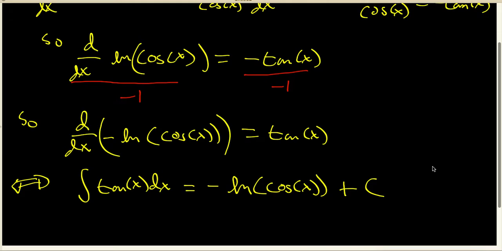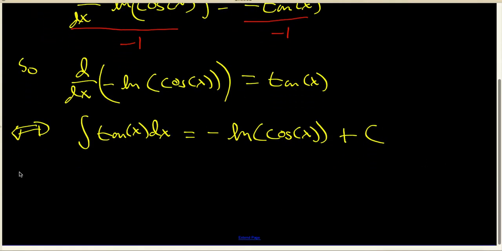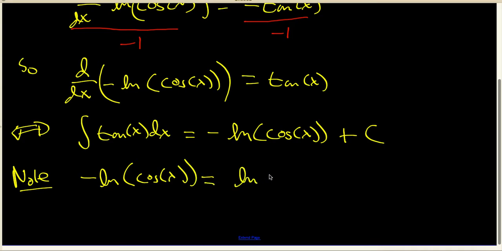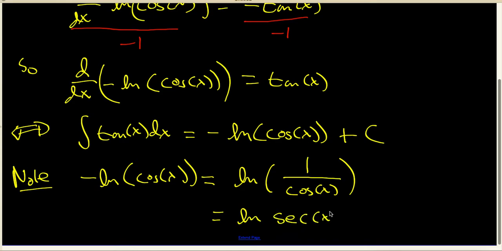Now there's one more thing that I want to say here. This is a perfectly good way of writing this particular antiderivative fact, but some books will use properties of logs to rewrite this fact ever so slightly, and I want to look at that. So I want to kind of make a note here. Minus the log of the cosine of x can be rewritten as the log of 1 over the cosine of x using log facts. And 1 over the cosine is just another name for the secant of x.